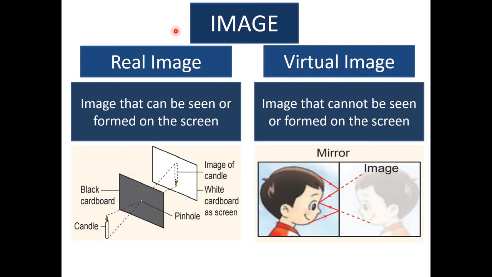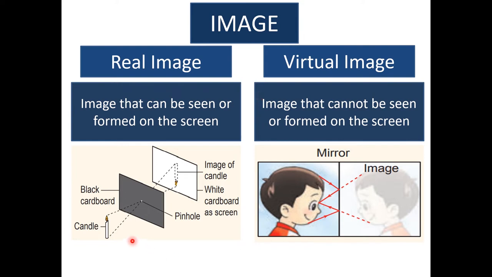An image can be captured or produced with optical devices such as cameras, mirrors, lenses, or microscopes. There are two types of images, real image and virtual image. What is real image and what is virtual image? Real image is the image that can be seen or formed on the screen. Virtual image is the image that cannot be seen or formed on the screen.